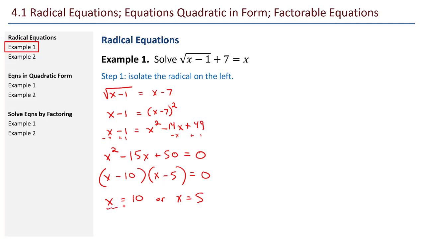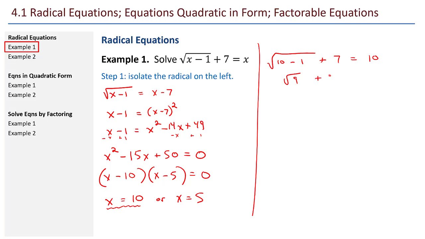First, what happens if I try to plug 10 back into the original equation? Okay, I get the square root of 10 minus 1 plus 7 equals 10. Is that true? I get, let's see, square root of 9 plus 7 equals 10. Square root of 9 is just 3. 3 plus 7 equals 10. Looks very good. So 10 is a legitimate solution to the equation.